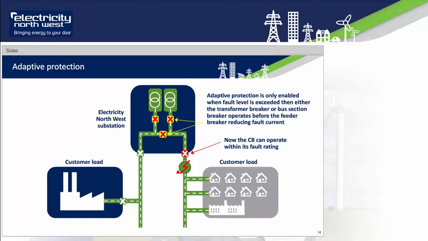In this example, the red circuit breaker would operate first, removing the fault from our network. However, in this example, the red circuit breaker fault level has been exceeded. So the fault level assessment tool could enable any of the circuit breakers in yellow so that they will open quicker than the red circuit breaker, reducing the fault level on the network so the red circuit breaker can operate safely beneath its fault rating.